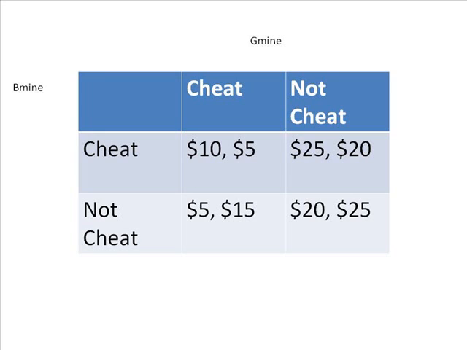So B, cheat. G mine, don't cheat. So that would be letter E as an elephant. G mine's dominant strategy is to not cheat. B mine's dominant strategy is to cheat.